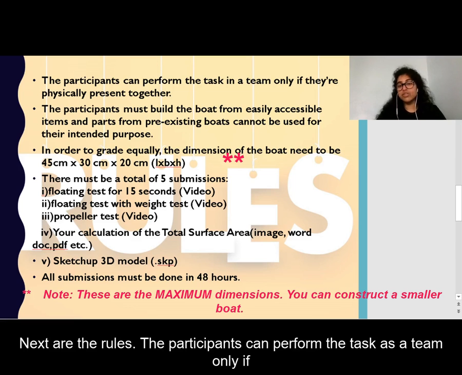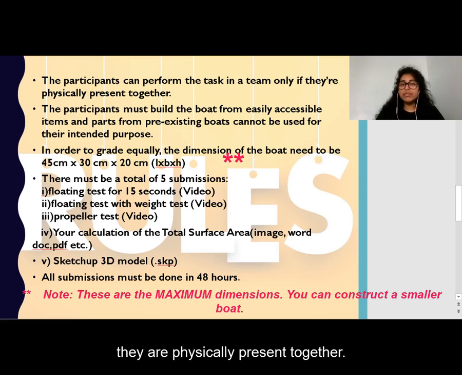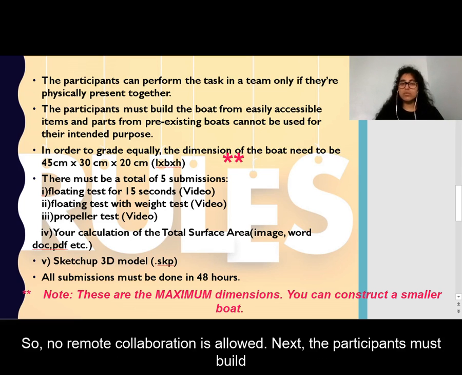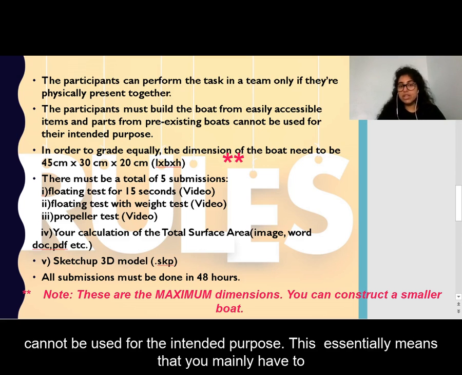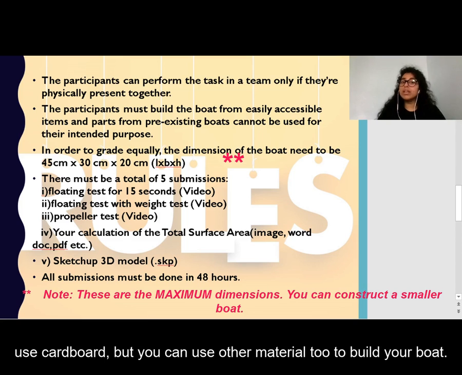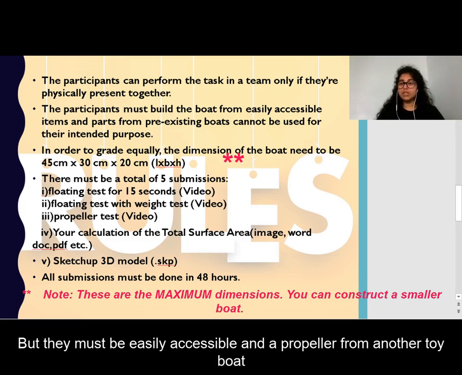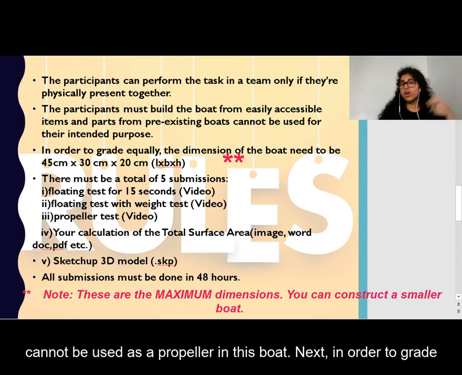The next are the rules. The participants can perform the task in a team only if they're physically present together, so no remote collaboration is allowed. Next, the participants must build the boat from easily accessible items, and parts from pre-existing boats cannot be used for their intended purpose. This essentially means that you have to mainly use cardboard, but you can use other materials too to build your boat, but they must be easily accessible, and a propeller from another toy boat cannot be used as a propeller in this boat.